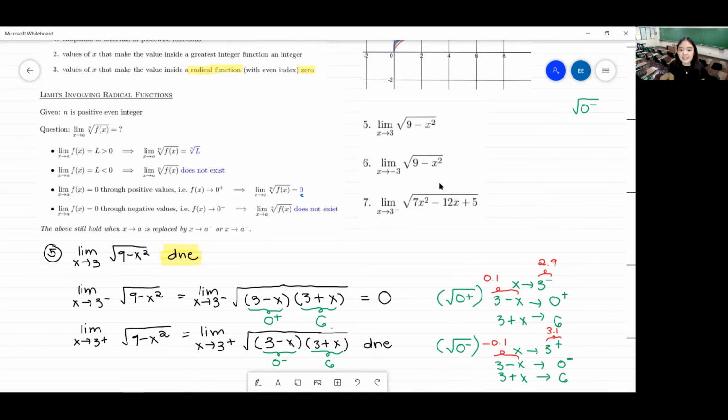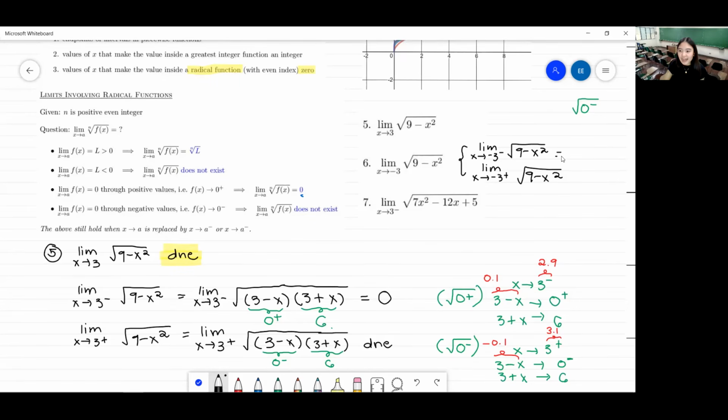So number 6 here, in fact, is similar to number 5. If I substitute x equals negative 3 here in my radicand, I still get a radicand of 0, just like in number 5. So therefore, you will still need to consider one-sided limits here. But this time, kay negative 3 na. So please just kindly do this. Very, very similar to how you do this. Of course, just bearing in mind that you're letting x approach negative 3.